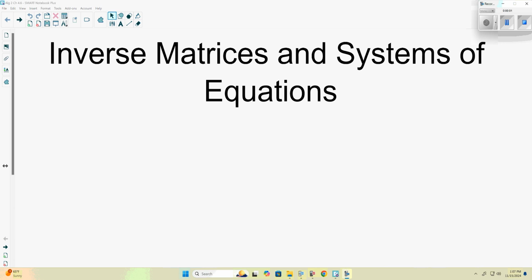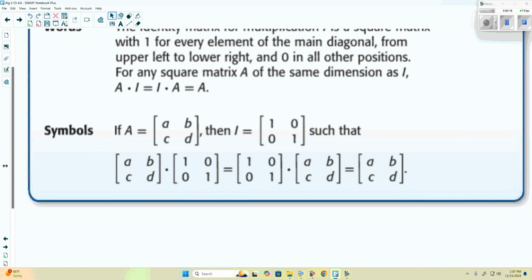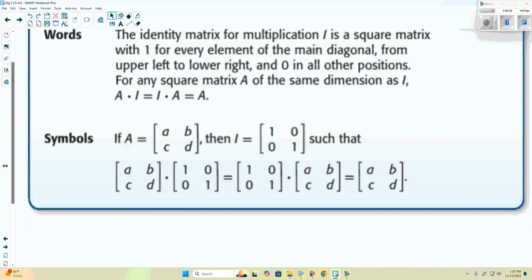All right, guys. Last part of these lessons with matrices, we're going over inverses, finding the inverse of a matrix in systems of equations. Now you're able to determine if two matrices are inverses if we multiply the two together and get the identity matrix. So the identity matrix is this here.